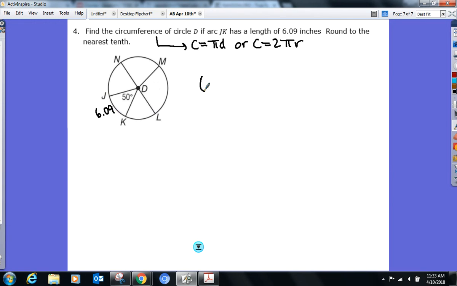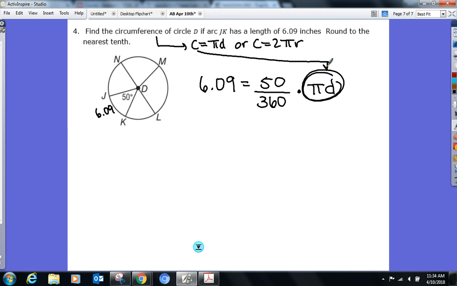How was this 6.09 produced? If it's the length of the arc, how was it produced? The measure, which we know already is what? I gave that to you. 50 over 360 times what? Pi d, which is another name for what? The darn circumference. So does everyone see right here? There's the circumference right there.